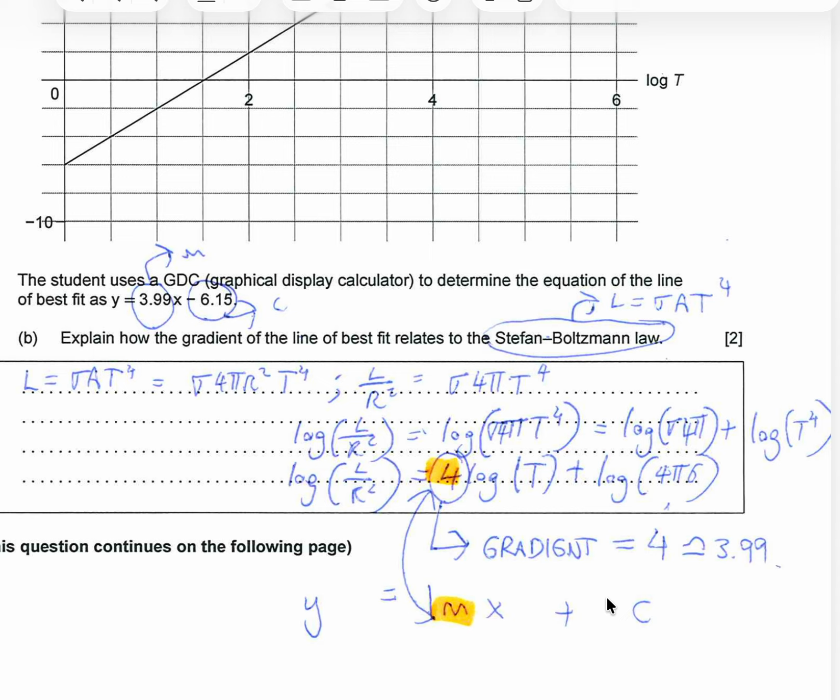However, it's something we don't do a lot, and I think it's a really unfair one for students. However, it's one that's in the paper, so we need to be semi-prepared for this. If you're in doubt, take the log, bring the power down to the front, and that should tell you what that power is. And notice there we've got y equals mx plus c, where x is log t, we've got 4 equal to m, and that's roughly right, 4 equals 3.99.